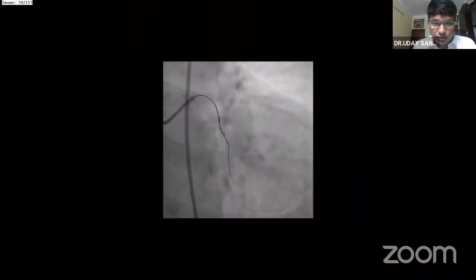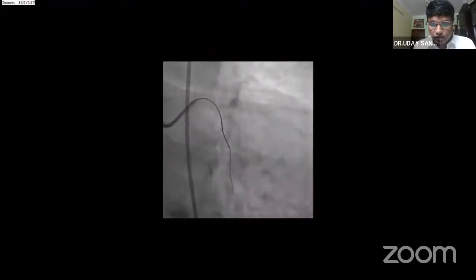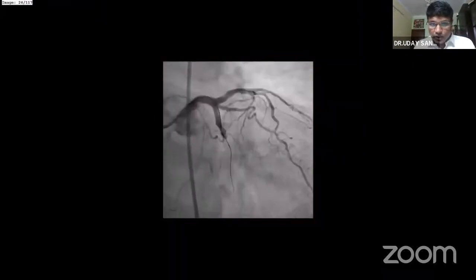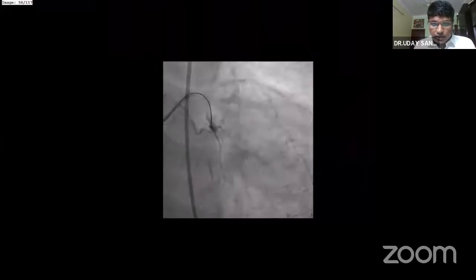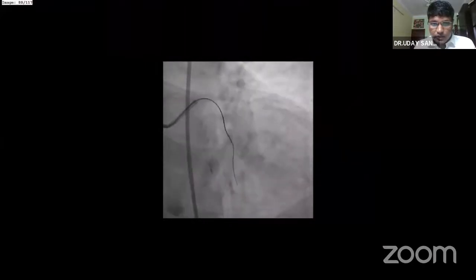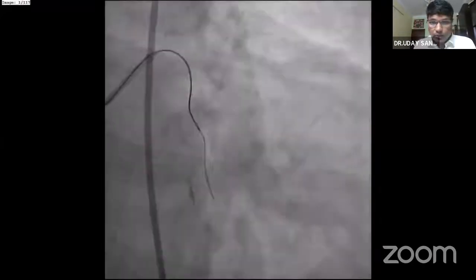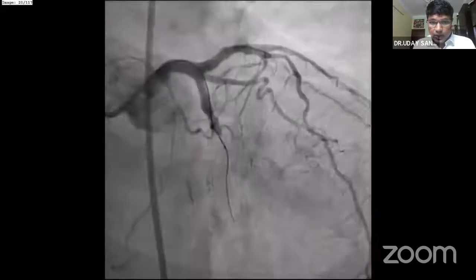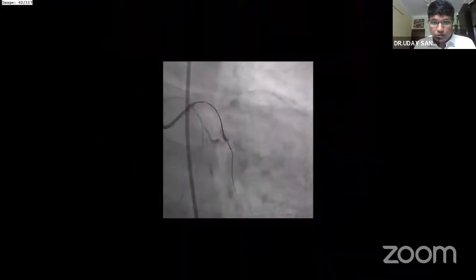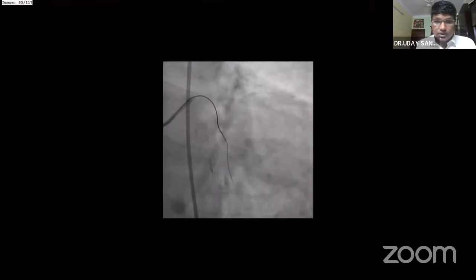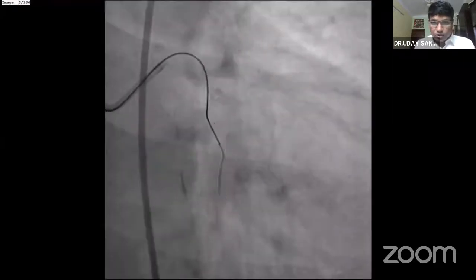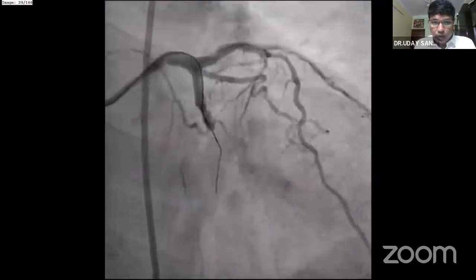Still, it's not in the true lumen. It's, of course, in the false lumen. So this time I again try to pull it back into the proximal part, or I am also planning another wire for the parallel wire technique. And as it is a tapered wire, this time I thought it should be changed to a Gaia wire. So I changed to Gaia wire, Gaia 1.